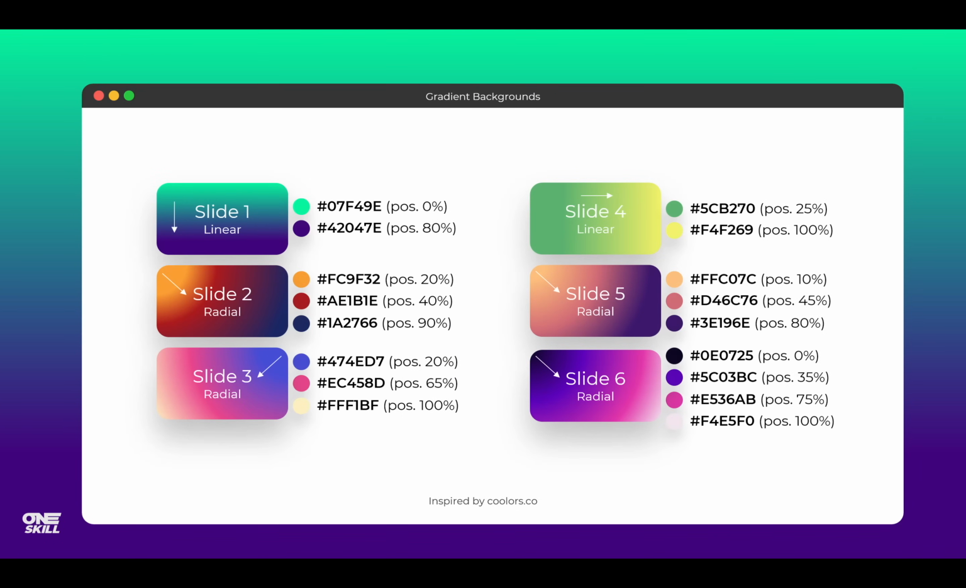And next we have all of the information that we need to create these beautiful gradient backgrounds for our slides. So we'll be creating 6 gradient backgrounds for our 6 slides. And here we have all of the hex codes and all of the position information that we need to create these beautiful gradients. So this is going to be really useful, and we'll be using this information very soon.